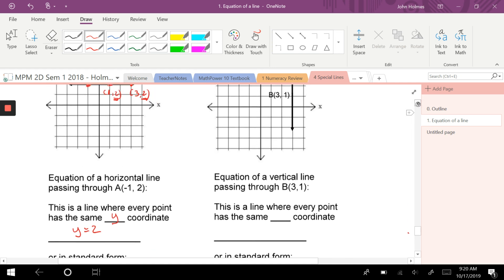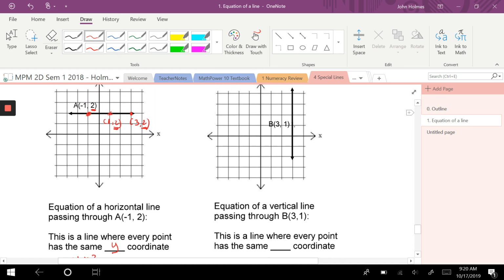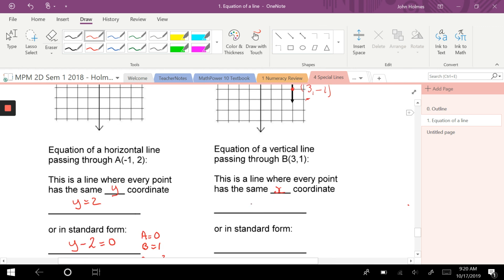For a vertical line, same sort of idea. This point would be (3, -1), this would be (3, 1), and this would be (3, 2). But in every case, the x value is staying the same. So the equation of a vertical line passing through (3, 1) is a line where every point has the same x coordinate, and that x value is x = 3.